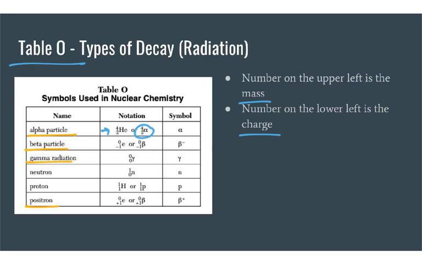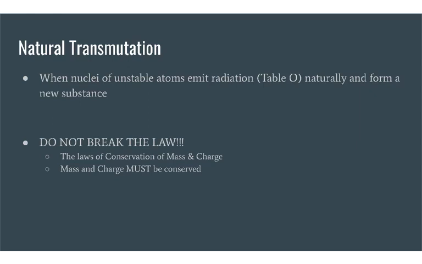So right before we get into talking about those types of decay, let's just quickly talk about natural transmutation. This is when the nuclei of unstable atoms emit radiation, so any one of those types of radiation from table O in your reference table. And this occurs naturally. It's forming a new substance, and this new substance is going to be stable. And this is happening without any interference of man. So this occurs in nature all by itself.